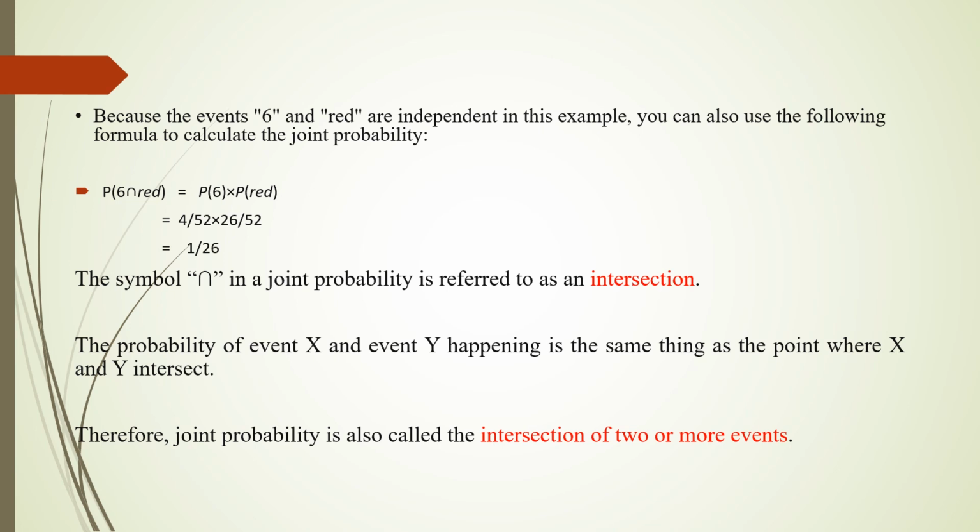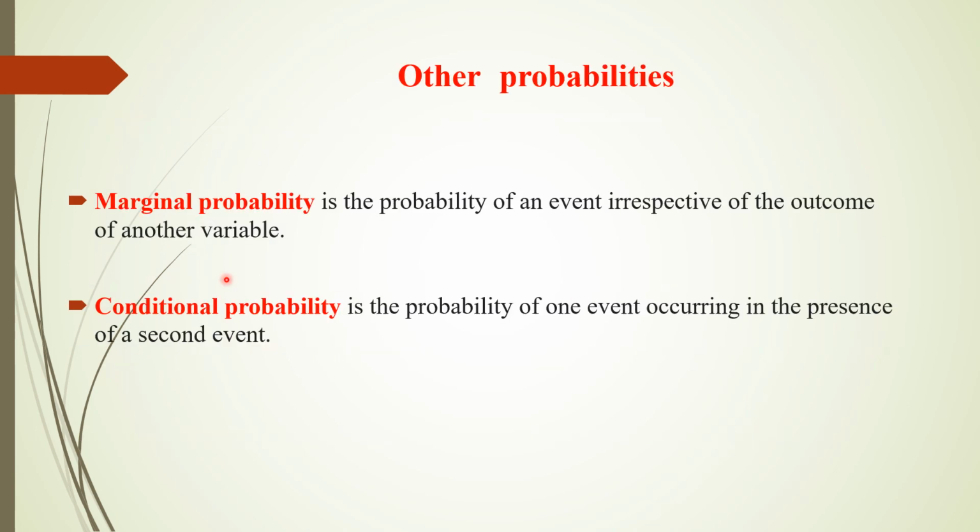So this symbol is referred to as an intersection. And the probability of event x and event y happening is the same thing as the point where x and y intersect. Therefore, the joint probability is also called the intersection of two or more events. What are other probabilities? Marginal probability. What is marginal probability? It's a probability of an event irrespective of the outcome of another variable.